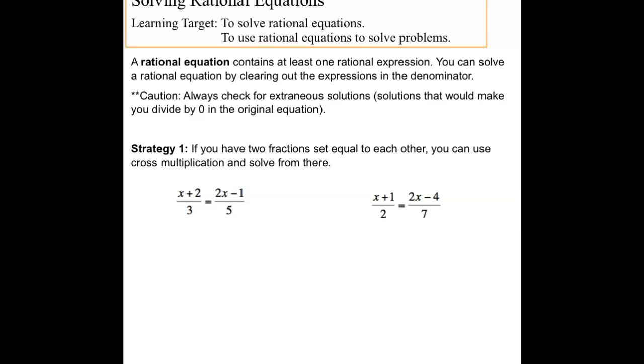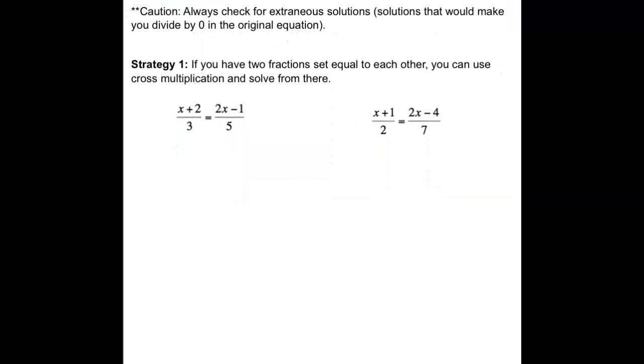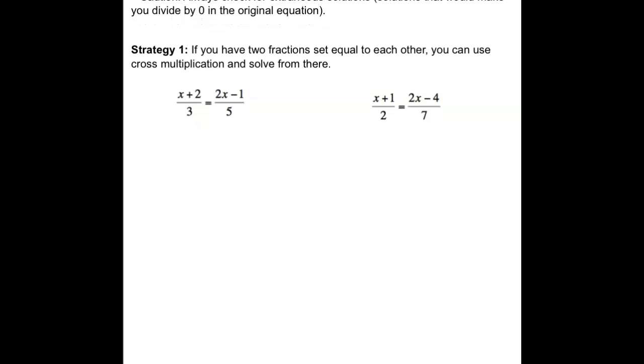You can solve a rational equation by clearing out the expressions in the denominator. One caution here: always check for extraneous solutions. These are solutions that we found correctly, but when we plug them back in, they don't work. They end up having us trying to divide by 0. So we do want to always look for those restrictions. What would make the denominator 0?